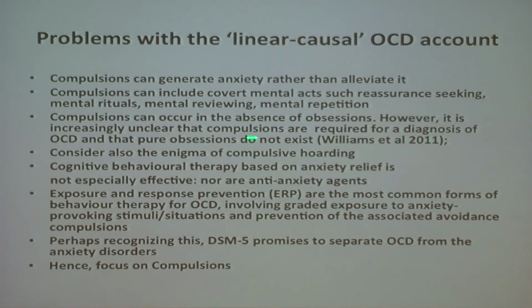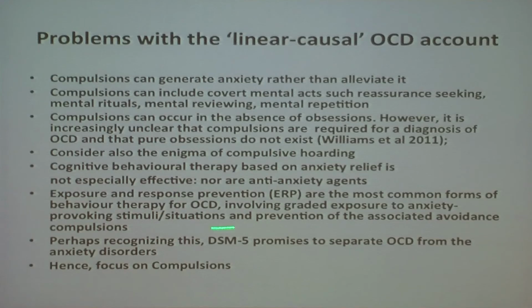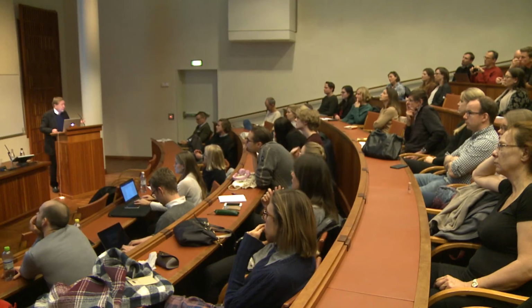Consider compulsive hoarding, which often occurs without very high Y-BOCS scores. We think this is an example of OCD, in fact, without obsessive behaviour and without anxiety. Cognitive behavioural therapy based on anxiety relief is not especially effective in OCD, and nor are anti-anxiety agents, such as the benzodiazepines. What you need for OCD is response prevention and exposure, so you have to work on the behaviour rather than the cognitions in OCD. And I think perhaps recognising this, DSM-5 is beginning to separate OCD from the anxiety disorders. It's now in its own spectrum.